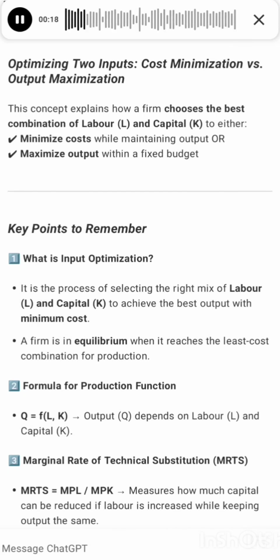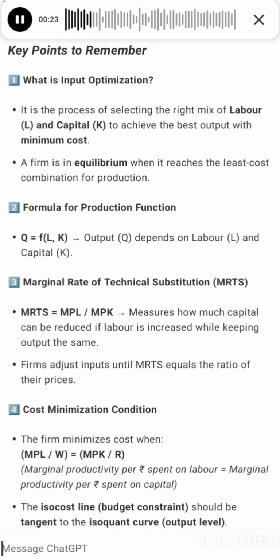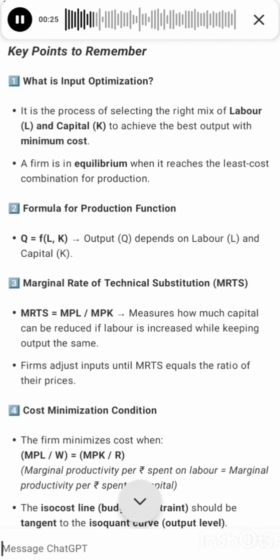Key points to remember. 1. What is input optimization? It is the process of selecting the right mix of labor (L) and capital (K) to achieve the best output with minimum cost. A firm is in equilibrium when it reaches the least cost combination for production.